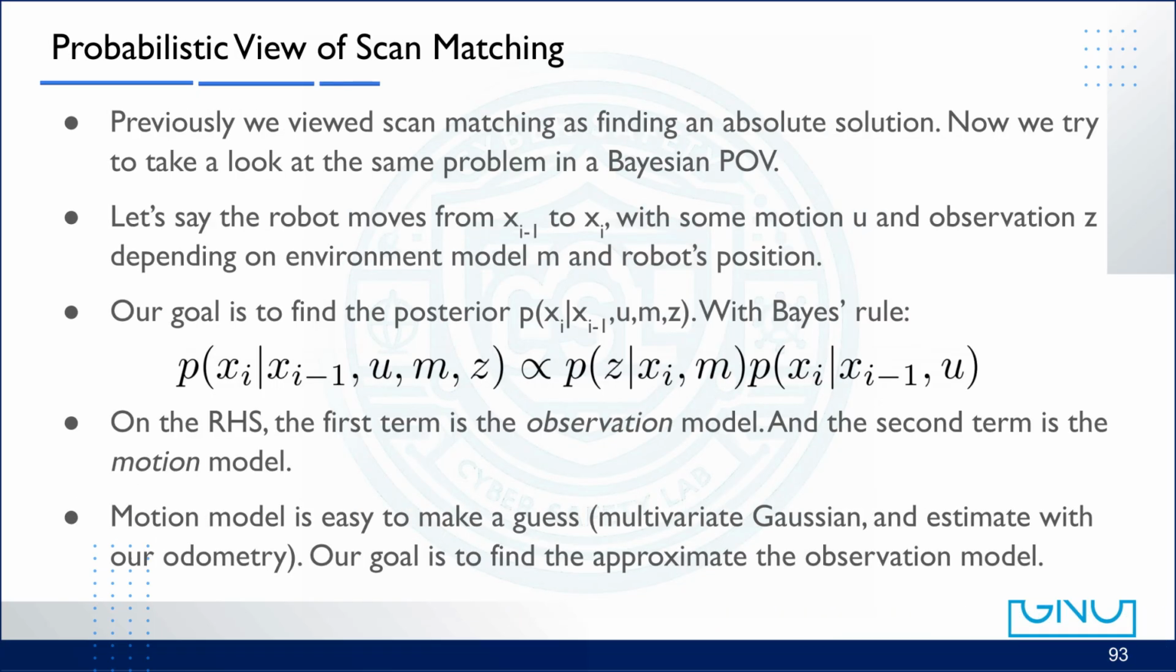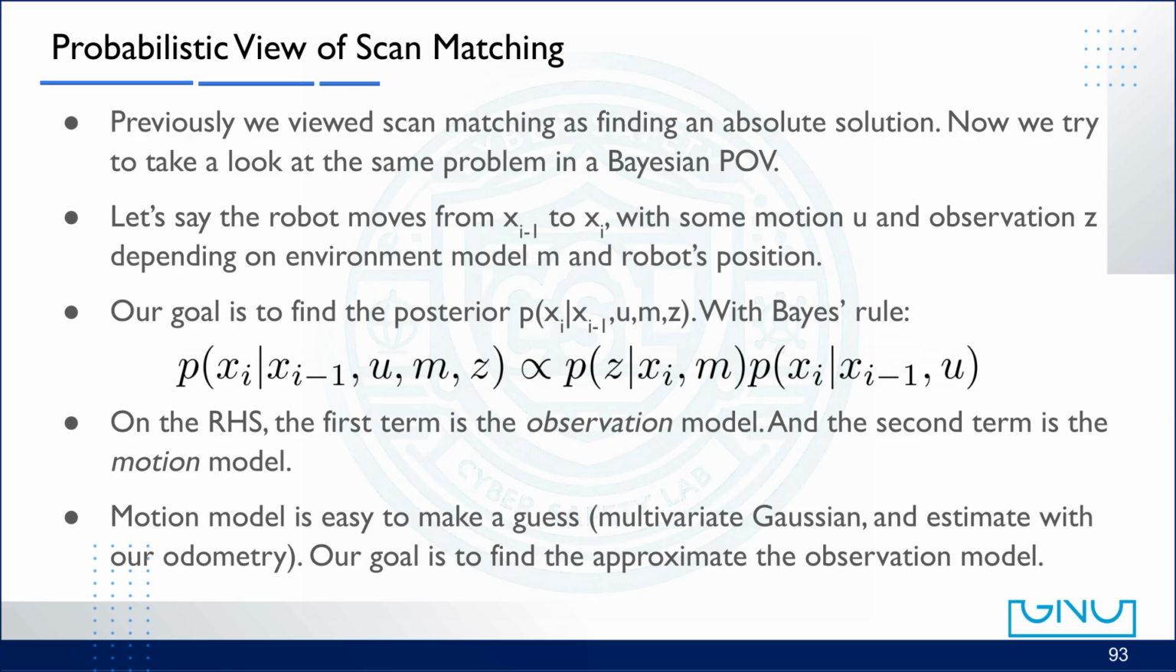Let's now approach scan matching from a Bayesian point of view. Before, we just tried to find the best alignment using optimization. But now, we want to estimate the probability of the robot's new pose based on what it sensed and how it moved. Let's say the robot starts at pose x_{i-1}, moves with control input u, and observes some sensor data z. We want to estimate how likely it is to be at the new pose x_i, given all of this.